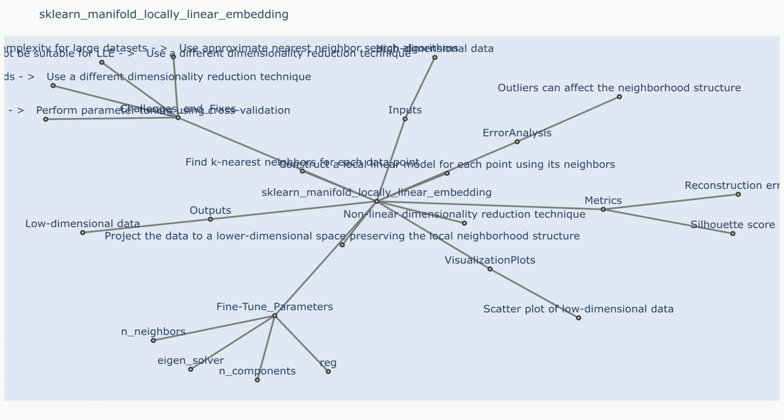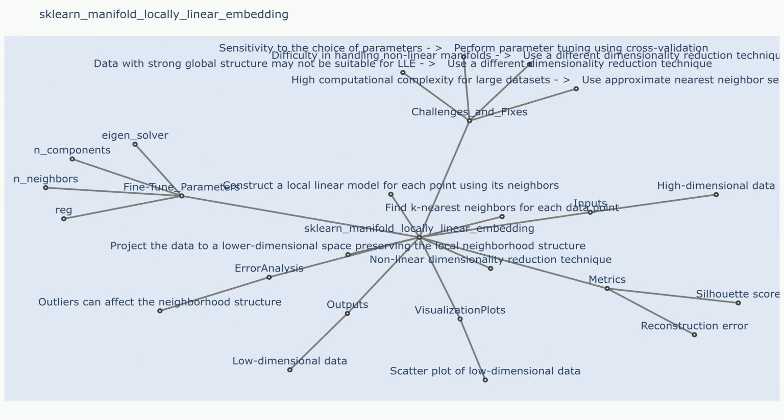Challenge 4, sensitivity to the choice of parameters. Sample use case: the performance of LLE can be sensitive to the choice of parameters like the number of neighbors and the regularization parameter. Fixes: carefully tune the parameters using cross-validation or other techniques to find the optimal settings for the specific dataset.